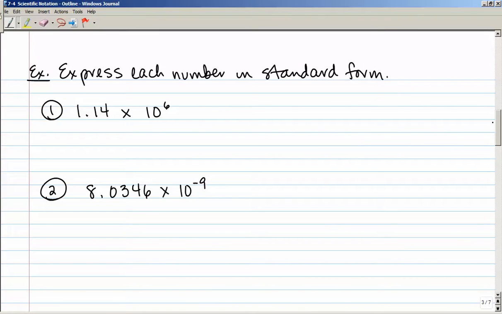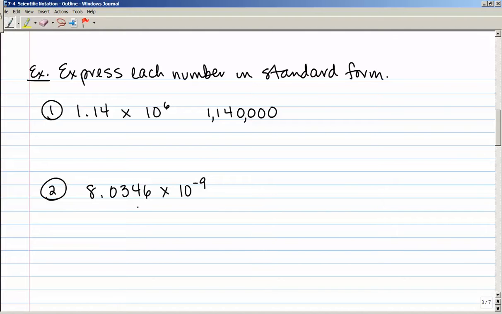For these examples, it says express each number in standard form. So take it out of scientific notation and write it with all the zeros. So I'm basically going to have 1, 1, 4, and I need to move my decimal point 6 places to the right. So 1, 1, 4, and then I'll need 4 zeros after that. Is that correct? 1, 2, 3, 4, 5, 6. My decimal point would be right there. Add your commas, and so I have 1,140,000.